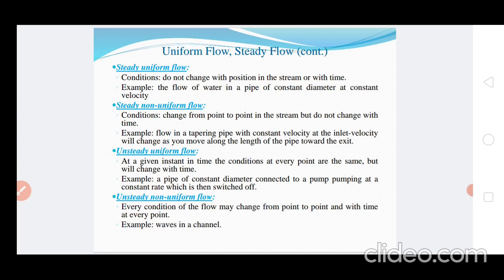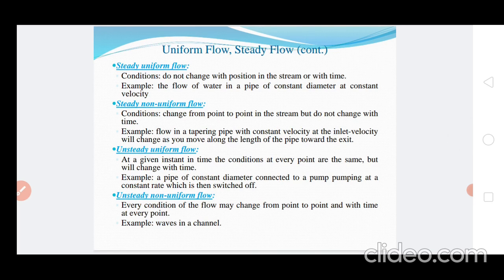That means what is the definition? What is the meaning of this? If we consider an example, we will understand the conditions of the steady uniform flow. The flow of water in a pipe of constant diameter at constant velocity, that is the steady uniform flow. Steady non-uniform flow, what is the condition? Flow changes from point to point in the streamline or stream but does not change with time.